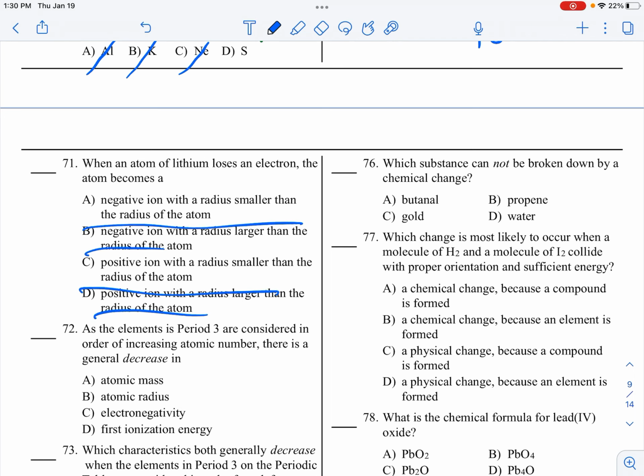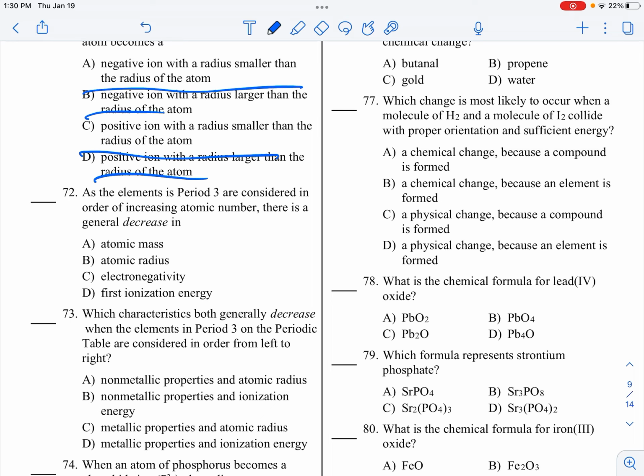As elements in period 3 are considered in increasing atomic number, what is there a decrease in? So probably have to look at table S. Atomic mass does not decrease. Atomic radius, maybe. I'm going to tell you yes. If you look at table S, look across, atomic radius goes down as you go.